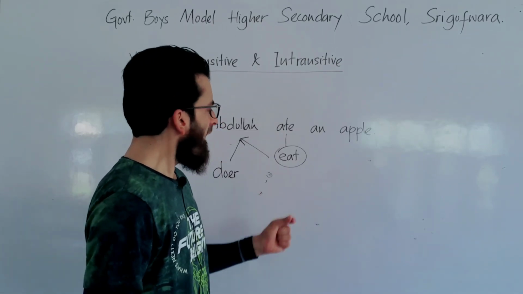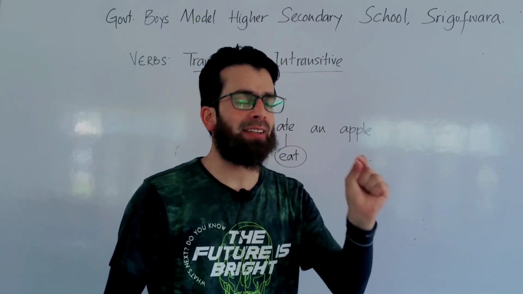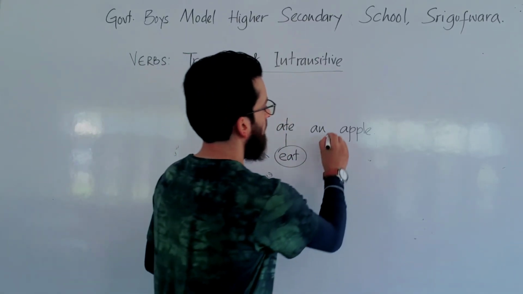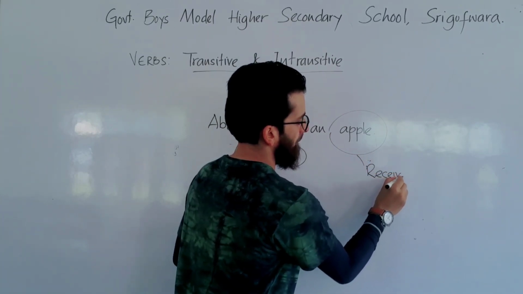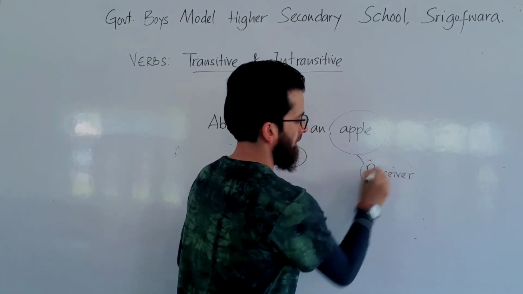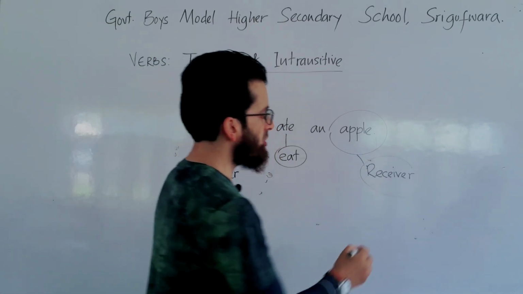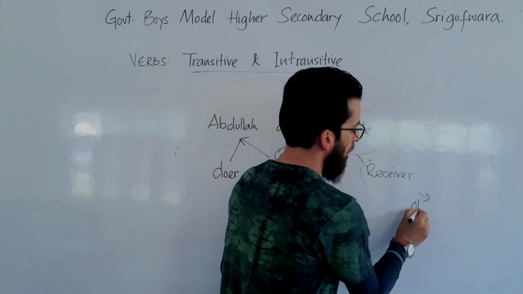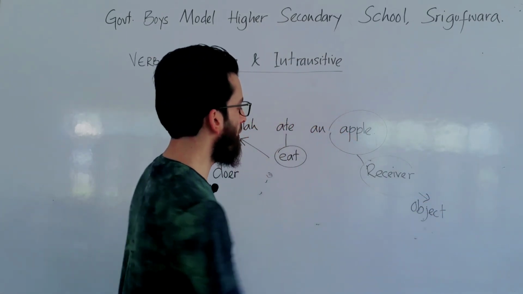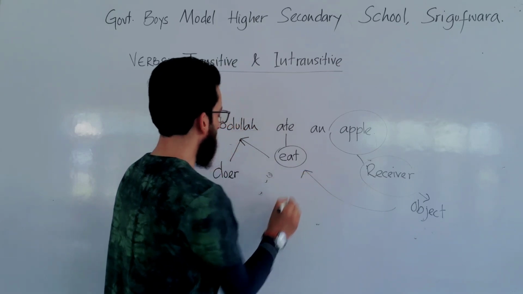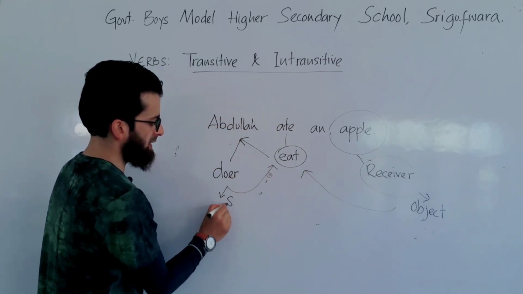Okay, and what is it that is at the receiver's end? That is the receiver of the action, that is an apple, which functions as an object of the verb, and the doer is the subject.